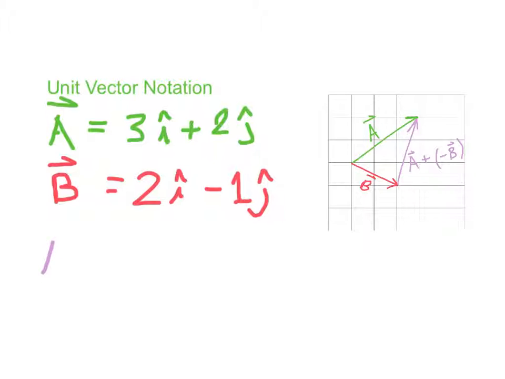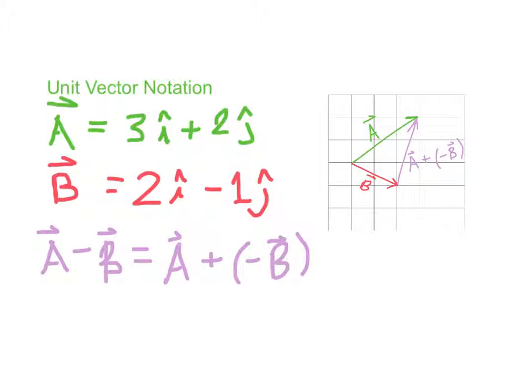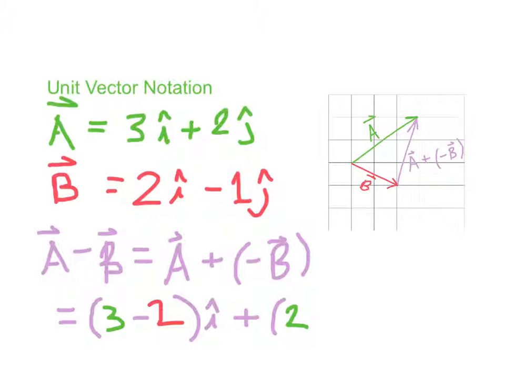Of course, we want vector A minus vector B, and we know that that is equal to vector A plus the opposite, the negation of vector B. Let's do this by collecting the horizontal components together with an i hat, and we're then going to collect the vertical components together with a j hat.